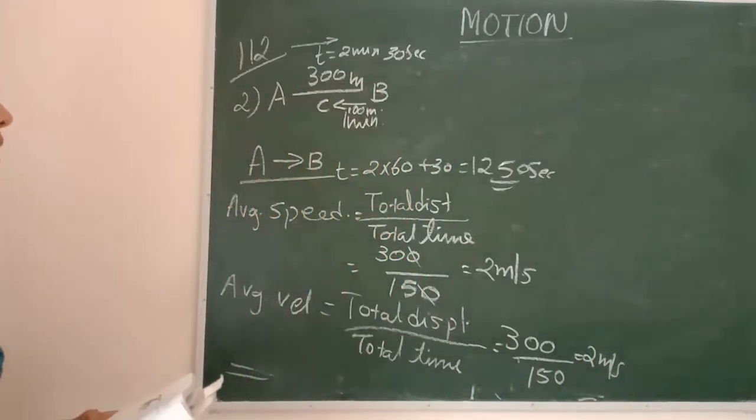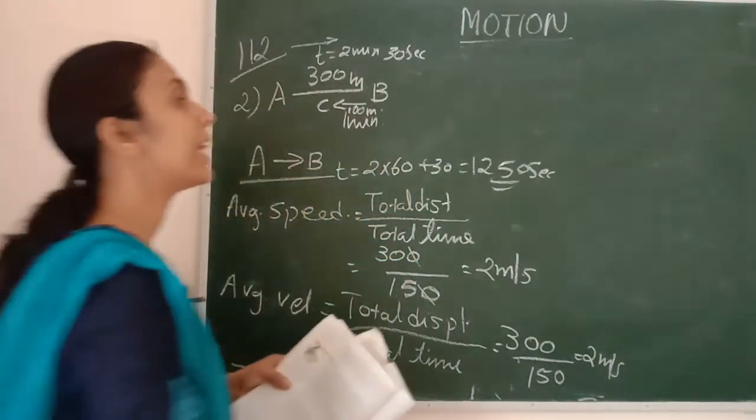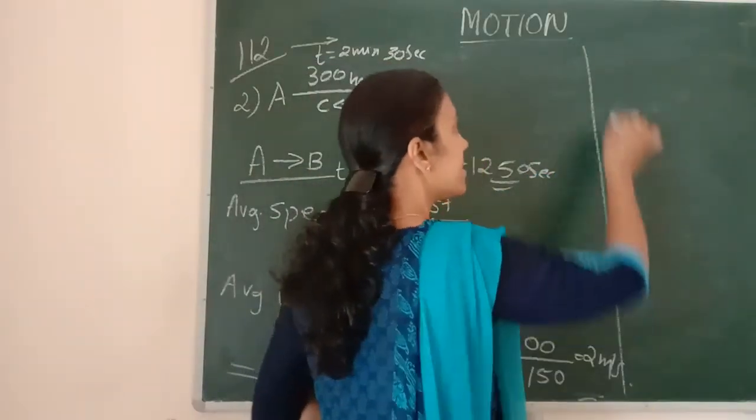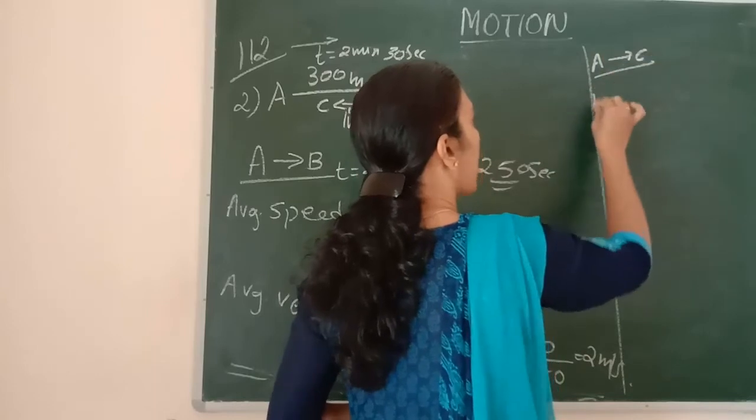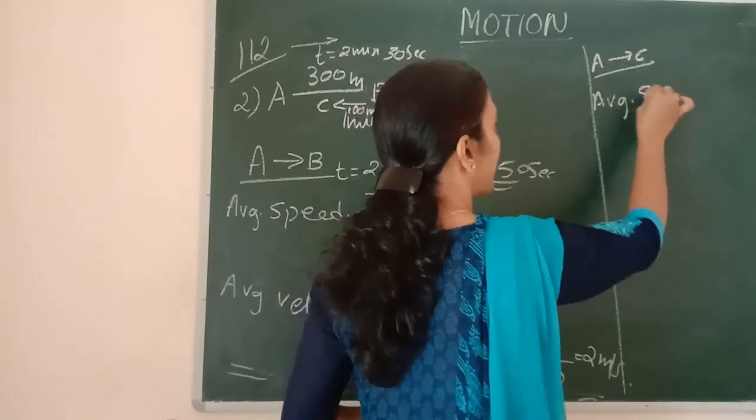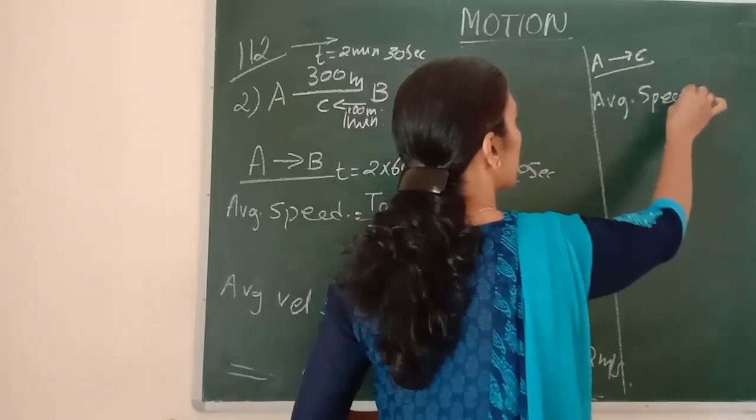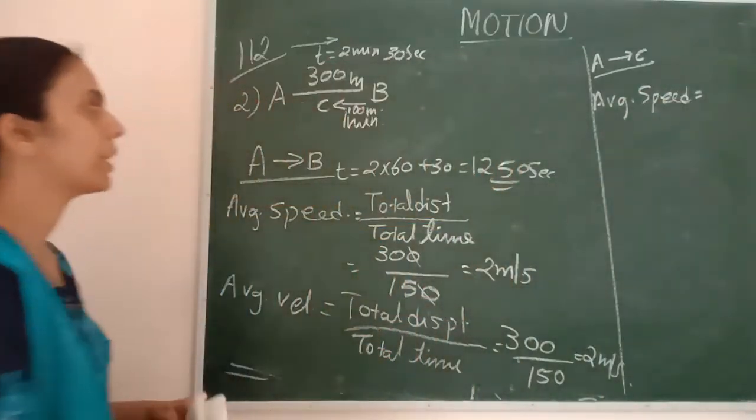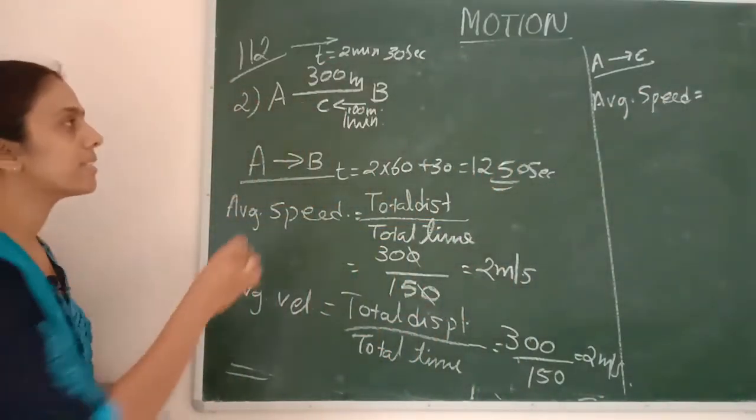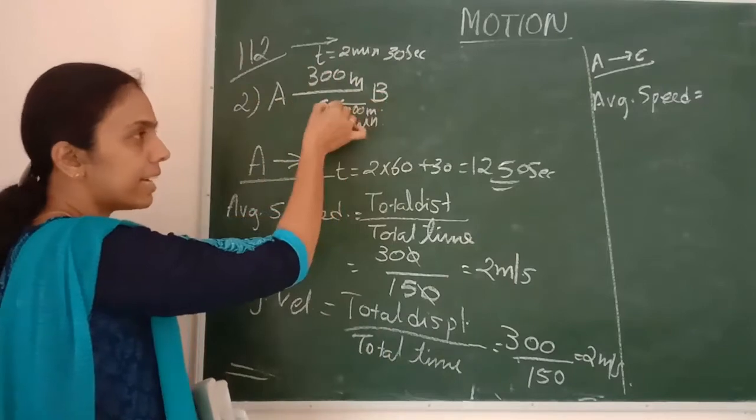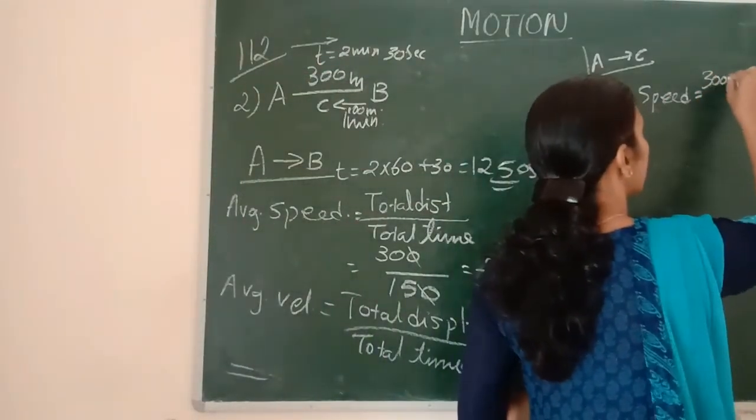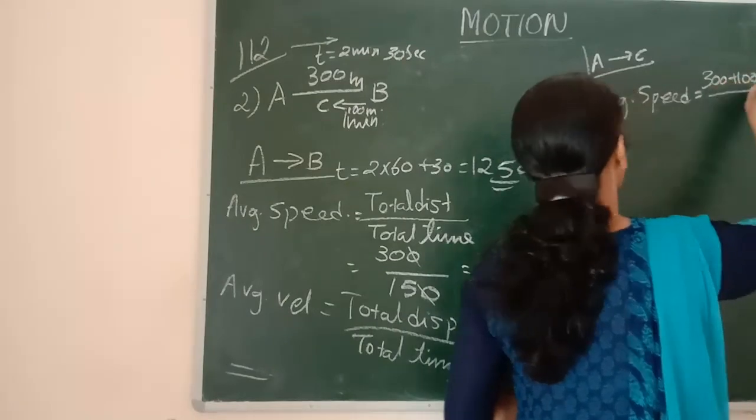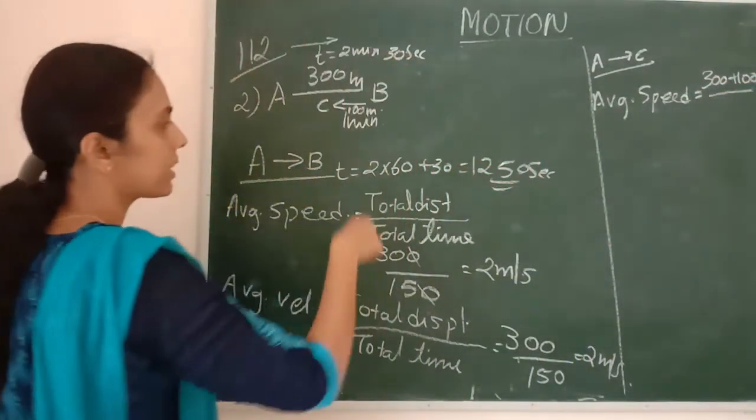Okay. Now we are going to find out from A to C. This is a direct question. So how can we find the average speed? Average speed equals total distance travelled divided by total time. What is the total distance travelled? 300, then 100. So together it will be 400. So 300 plus 100 divided by, what is the total time taken?